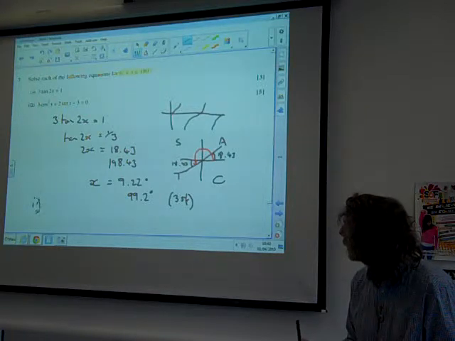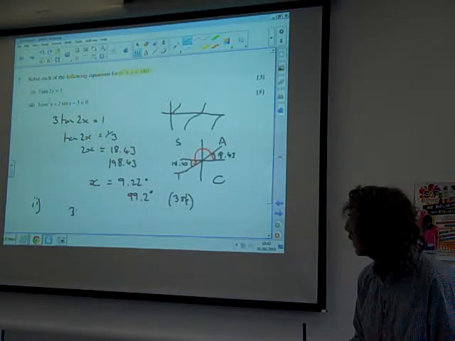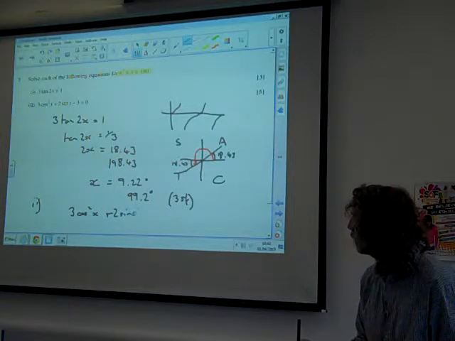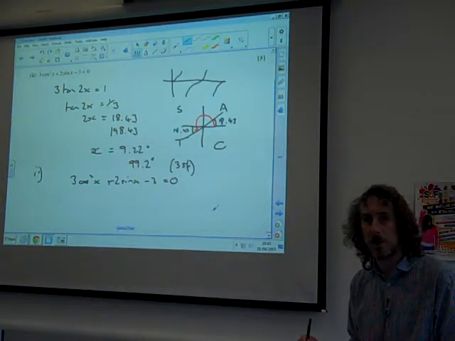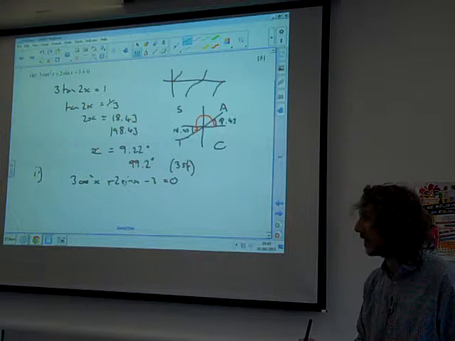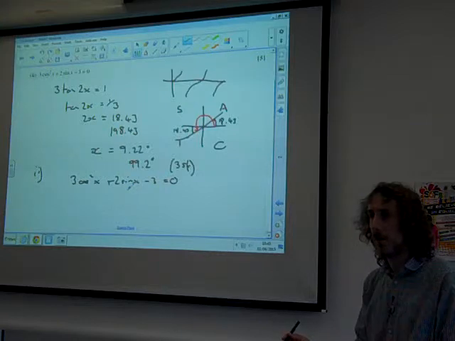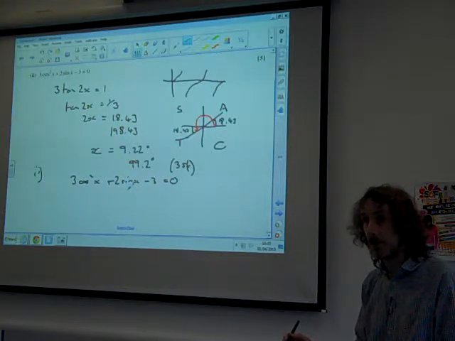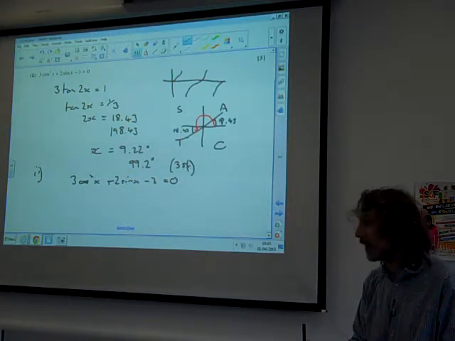Now, part 2 is a little bit trickier, isn't it? We've got 3 cos squared x plus 2 sin x minus 3 equals 0. Our first task is to turn this into an equation we can do something with. At the moment, we can't, because it's a cos squared and a sin x. They're not in terms of the same trig function. So we need to think, can we change this to be all in terms of sine or all in terms of cos?